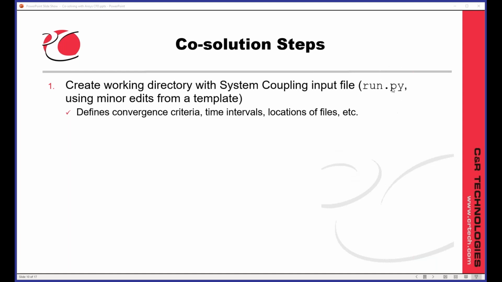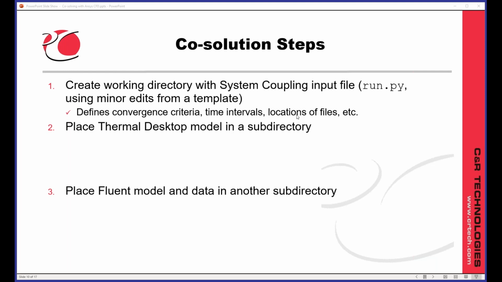Inside of that folder, you'll place a file called run.py, which is a Python script file. Don't worry, you don't have to speak Python, but you do have to be able to look in that file and maybe change things like the convergence criteria, time intervals, locations of files, and things like that, so that it can find the models and where you put them. You will want to place a Thermal Desktop model in one subdirectory and place the Fluent model and all its data in another subdirectory. So keep them all separate, but then you're going to point to those locations in your script file.